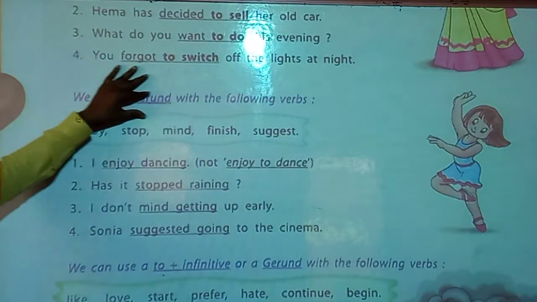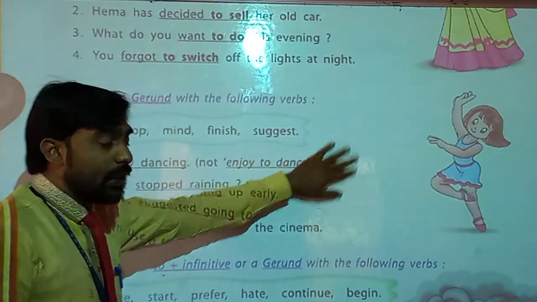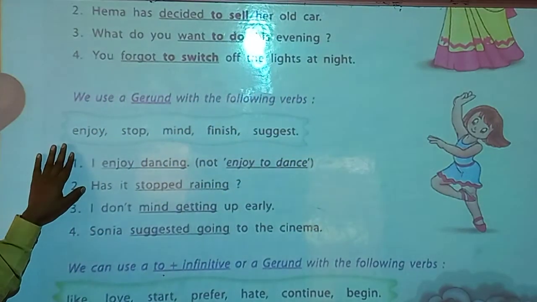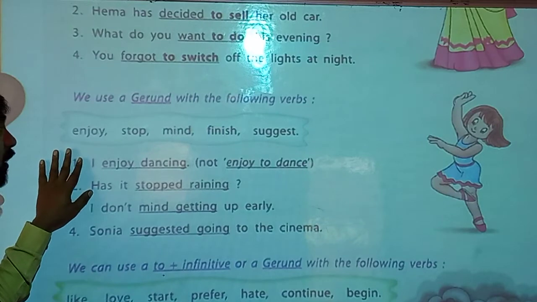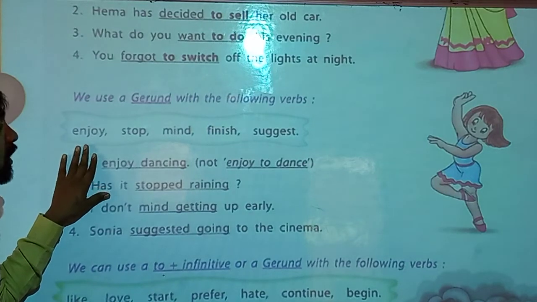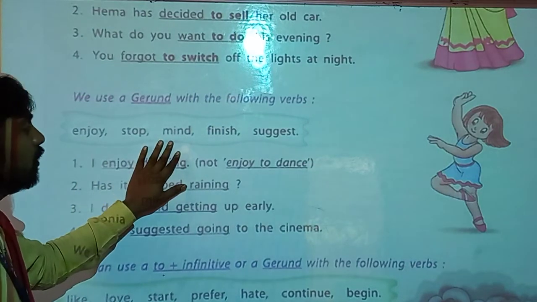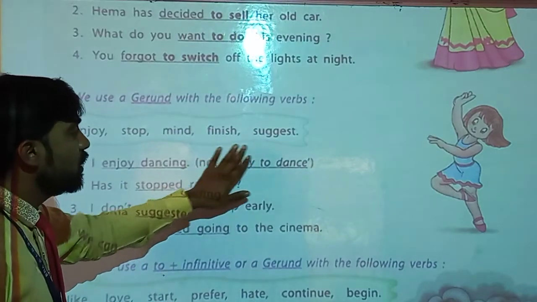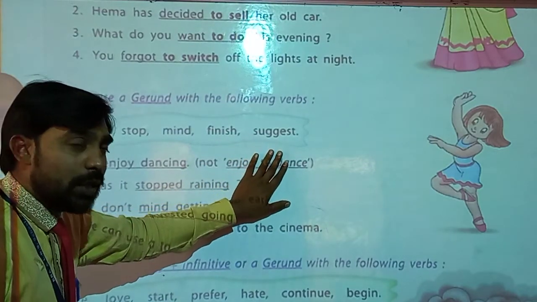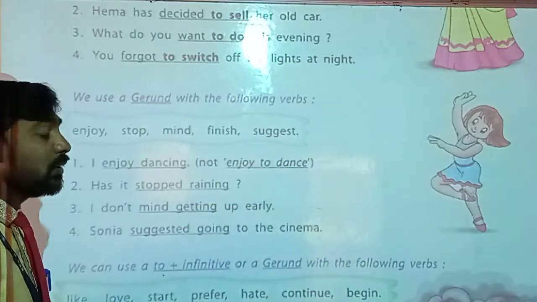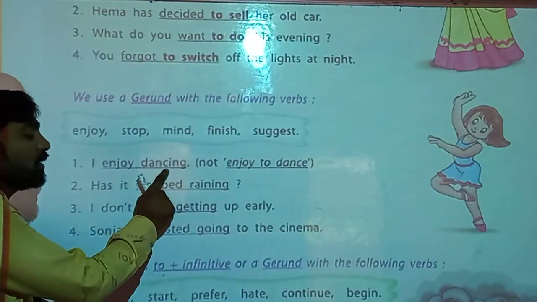We use gerund with the following verbs. Again, gerund form where we use. These verbs are given there: enjoy, stop, mind, finish, suggest. Okay. Now in example, I enjoy dancing.